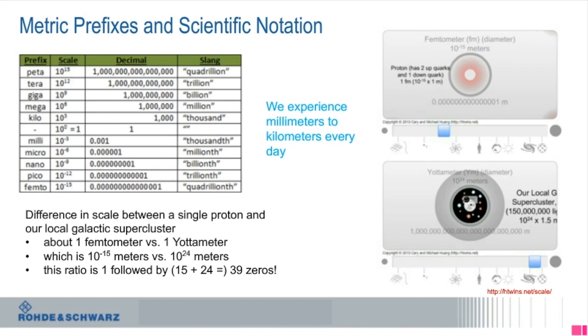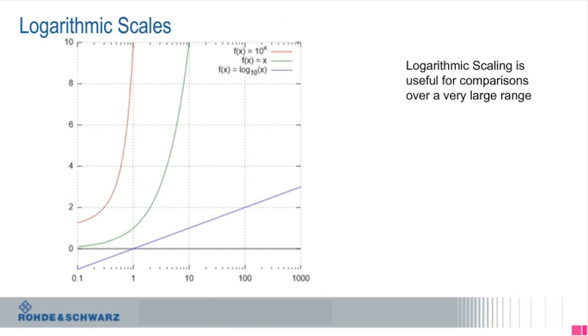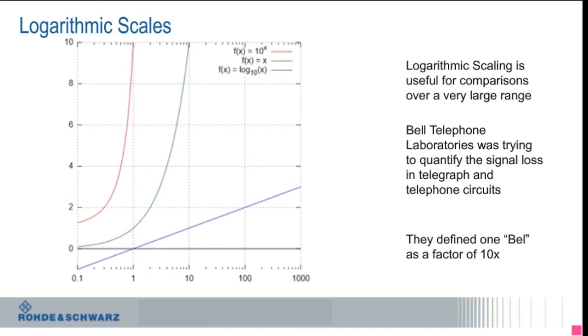So that 10 to the minus 15th to 10 to the 24th, if you were doing math to try and manipulate signals, you'd be multiplying things with lots of zeros, right? Which obviously overcomplicates things. So instead, we're going to use the logarithmic scale. And this is really important for RF and microwave. Hopefully you're somewhat familiar with it.